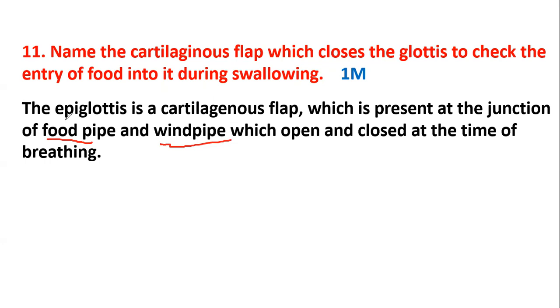If there is no epiglottis, the cartilaginous flap, food may enter through the windpipe. That may cause discomfort and very difficult problems. That's why there is the epiglottis, which prevents the entry of food particles into the windpipe, like a lock door system. This is the epiglottis. The name is the epiglottis. After that, we'll go for the next question, the 12th one.